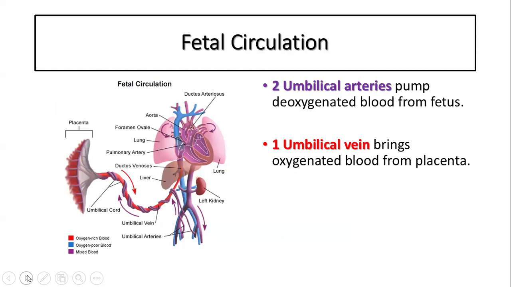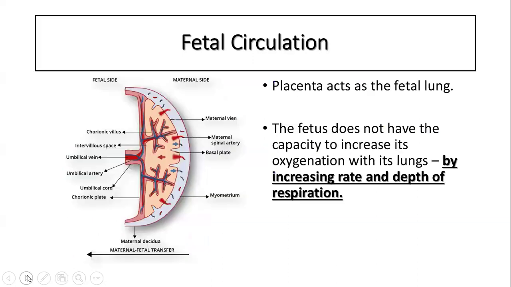So we know that the fetus has two umbilical arteries that pump deoxygenated blood from the fetus, and one umbilical vein that's pumping oxygenated blood. We also know that the fetus isn't using its lungs, and it only uses lungs once it's out of its mother. So whilst it's inside the mother, the lungs are not functional, and the fetal lung, in quotes, is the placenta. So the fetus is different from the adult in this respect.